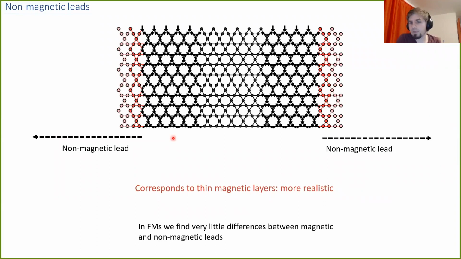What we also have done, and we have done this systematically, is also using non-magnetic leads. Then we have very narrow magnetic layers. What we find is that in ferromagnets, this doesn't matter basically at all. You find even quantitatively, the results don't really change much. In the antiferromagnets, they do change a lot.